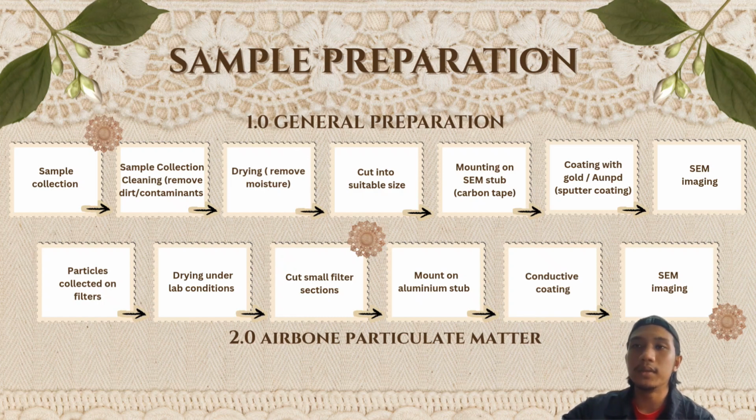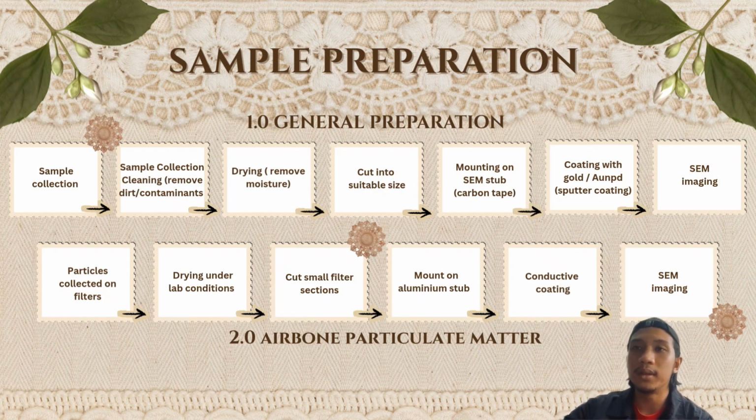The main objective is to ensure that the sample surface is clean, dry, and stable before observation. For airborne particulate matter, the particles collected on membrane or fiberglass filters are first dried under laboratory conditions to remove any moisture. Next, small sections of the filter containing the trapped particles are carefully cut and mounted onto aluminum SEM stubs using conductive carbon tape.